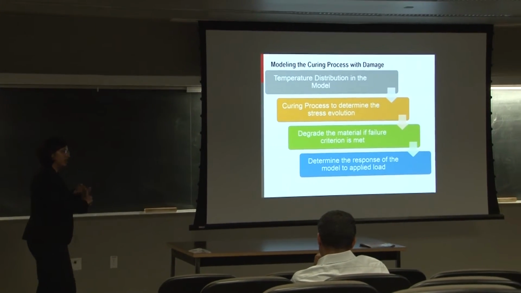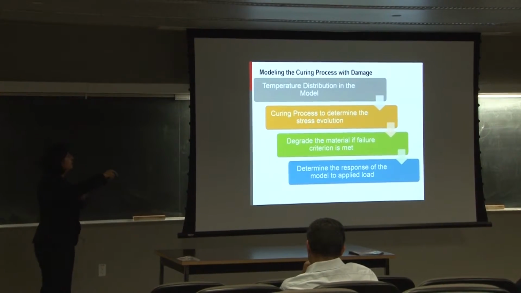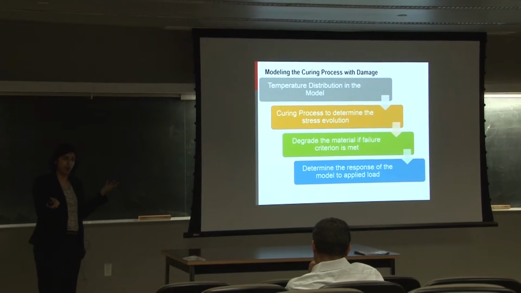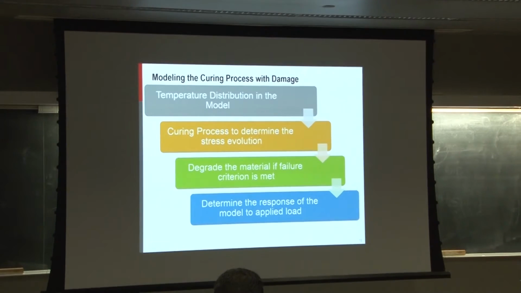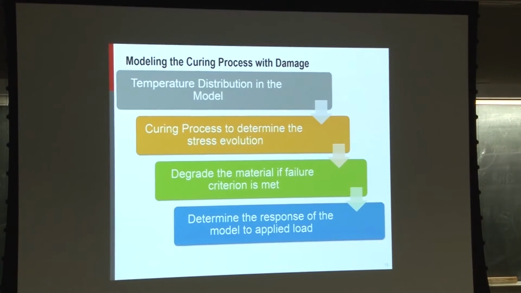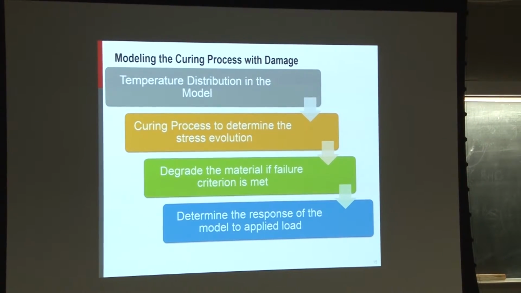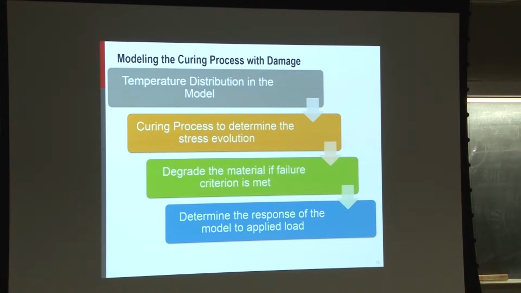As I mentioned, the process is highly exothermic, so we need to determine the temperature distribution in the model that we consider, followed by stress evolution. As curing progresses, the material solidifies, so there is stress evolution. And if the stress at any material point exceeds the strength of the material or the critical stress of the material, it can degrade. So we need to incorporate any degradation that could occur during the curing process, and finally determine the response to applied load.